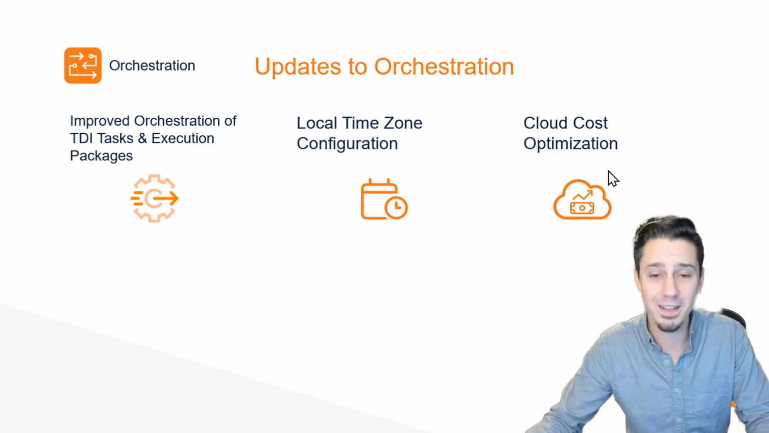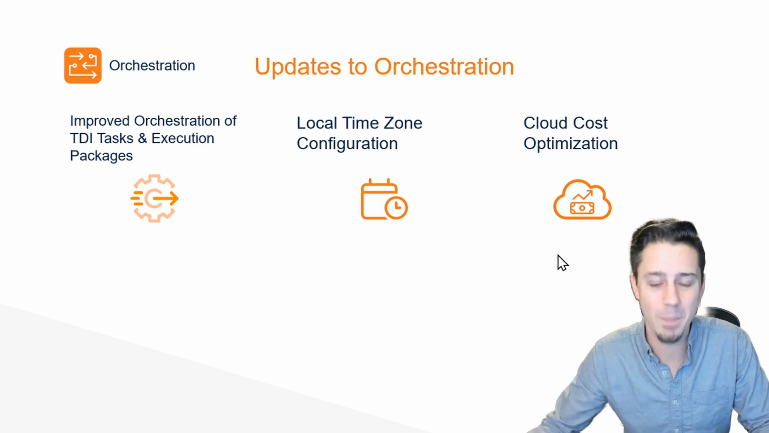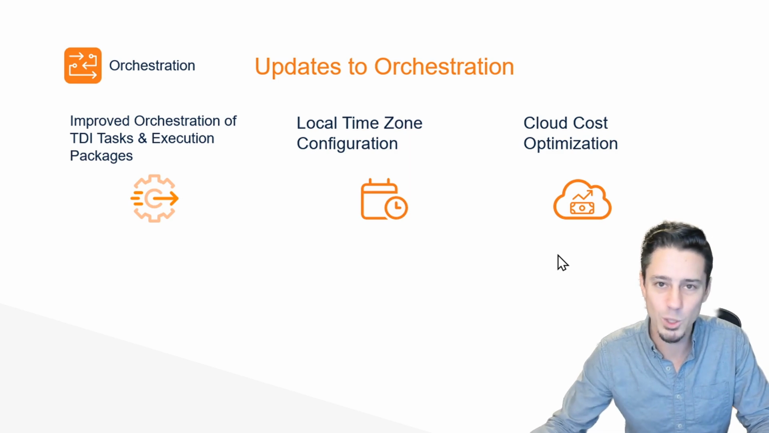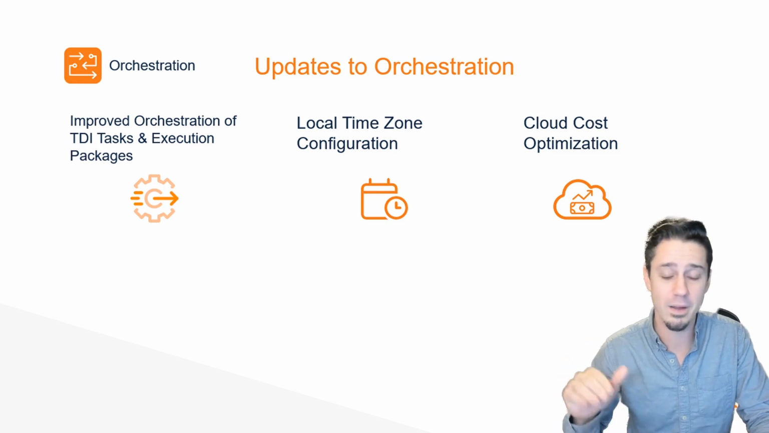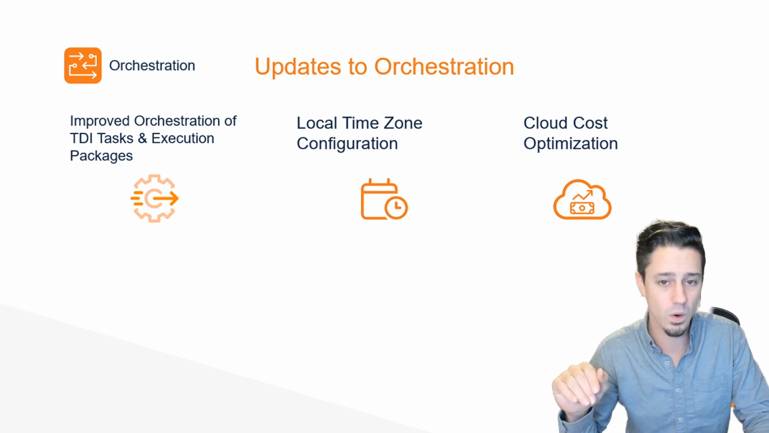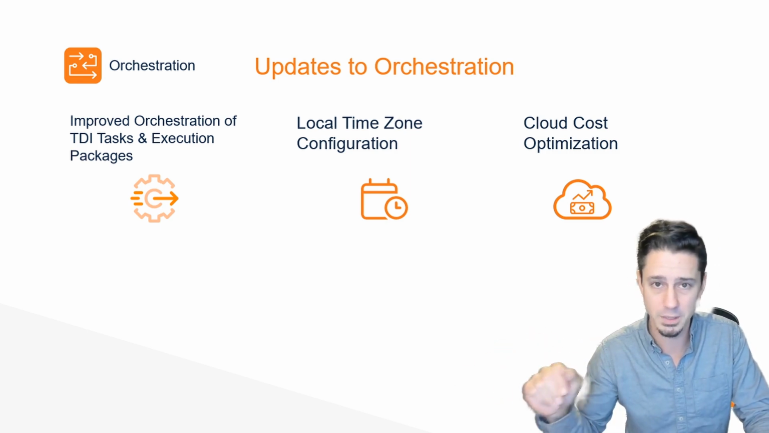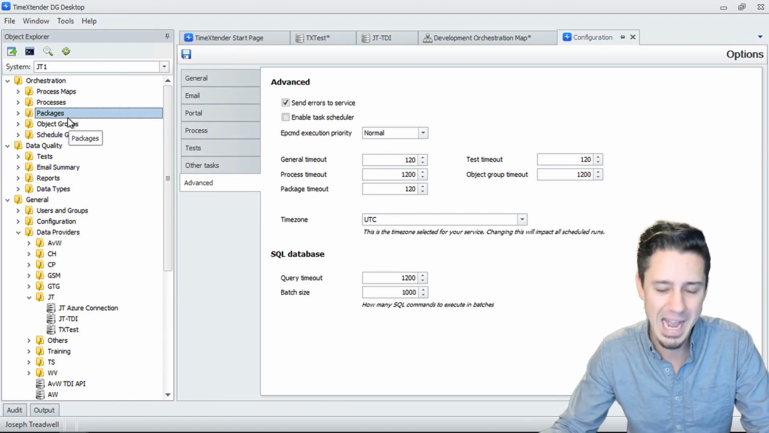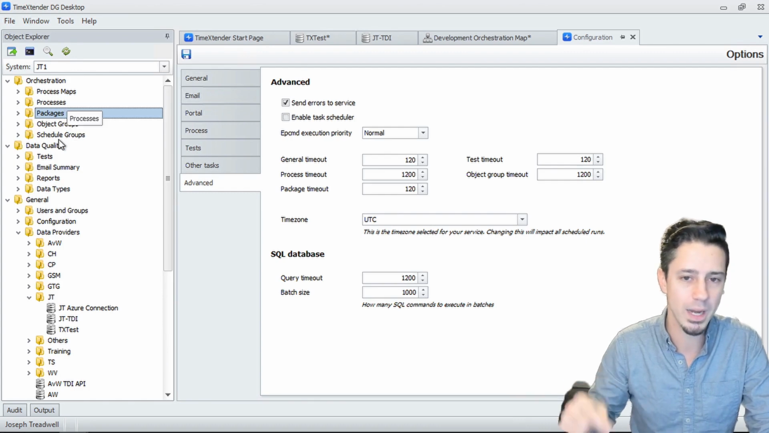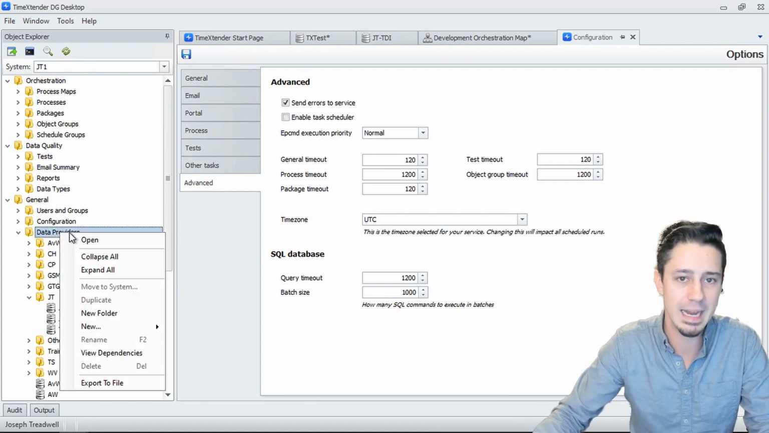Okay, last but not least is the cloud cost optimization package. And I am super excited about this one. This is going to make it really easy to scale up, scale down different resources, pause or turn on your virtual machines. To get this set up, you are going to create a package, but in order for that package to work, you do need to create an Azure connection data provider.